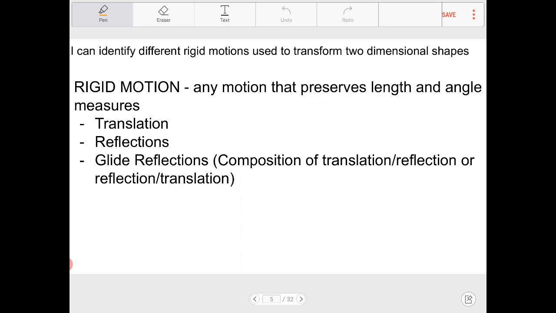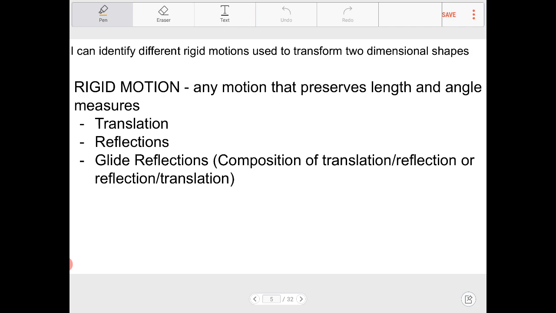And then, two lessons before this one, we talked about something called a glide reflection. And what exactly is a glide reflection? It's a composition of a translation and a reflection, or vice versa.